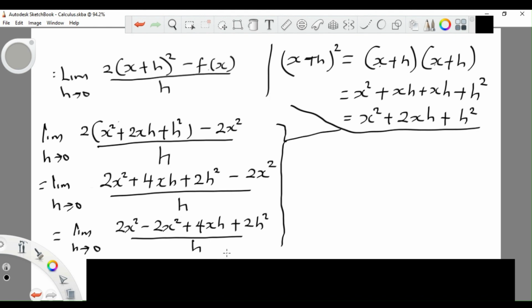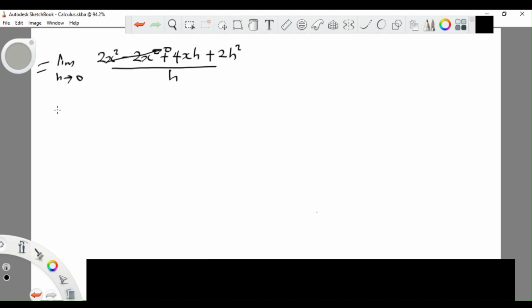Now, our next step, step 3, is to simplify the numerator. Now, as you can see, 2x squared minus 2x squared is gone. That's 0. So we're left with 4xh plus 2h squared over h. So again, therefore we have our limit as h tends to 0 is 4xh plus 2h squared over h.